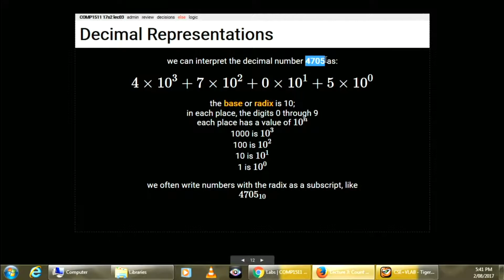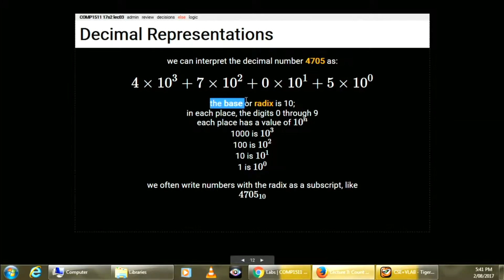So when we say something like the number 4,705, you all know what that means, right? You know that it's a number that's 4,705 big. And when you were learning numbers back in primary school, you learned that you've got the ones column and the tens column and the hundreds column and the thousands column. So this number here is 5 lots of 1, plus 0 lots of 10, plus 7 lots of 100, plus 4 lots of 1,000. And that's what we've got written down here. We've got 4 lots of 10 to the power of 3, which is 1,000. 4 lots of 1,000, 7 lots of 100, 0 lots of 10, and 5 lots of 1.